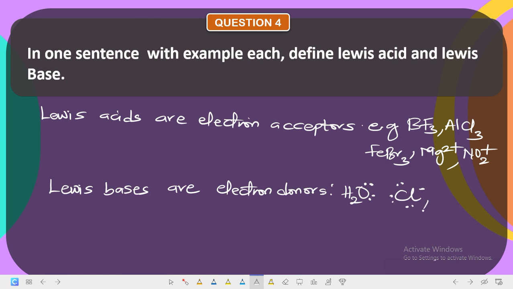Is that okay? There are so many examples. Even ethene, as common as ethene, is a Lewis base. Because of this double bond here, it can donate. So we can also call them nucleophiles. Is that understood? But what we answer is just one example each, so you can pick from the plethora of examples that we have here. Now let us go to number 2.